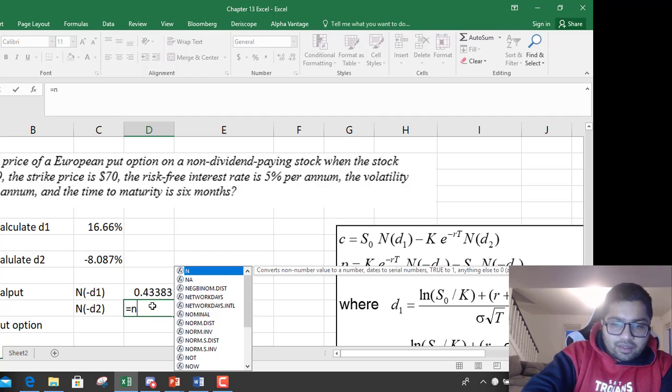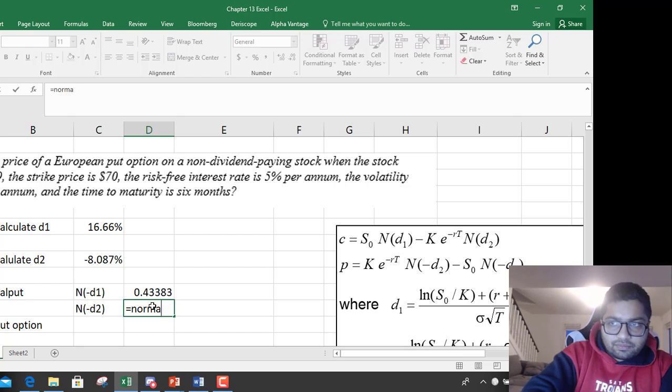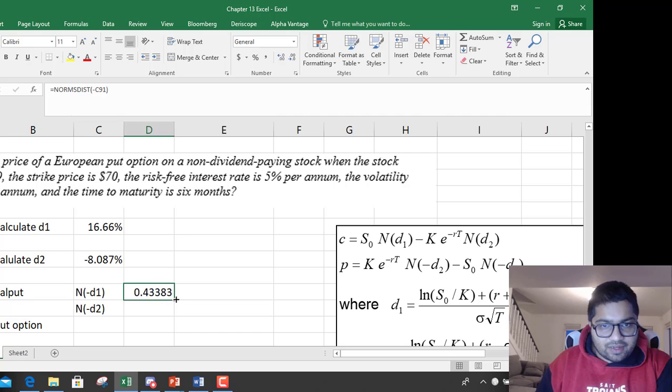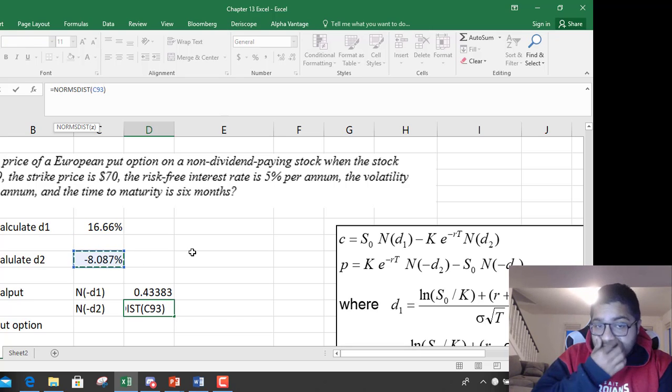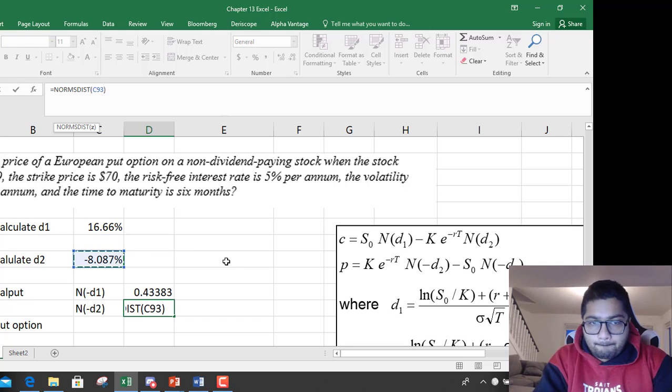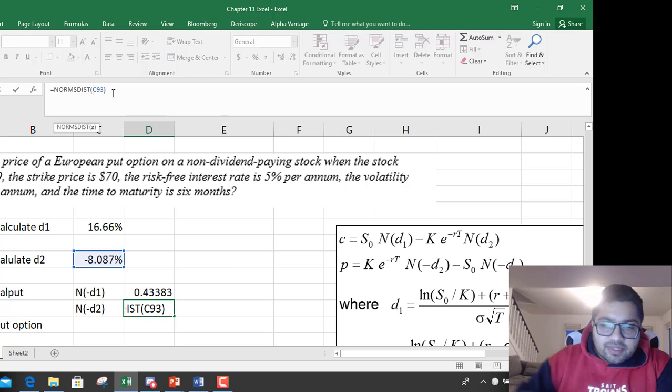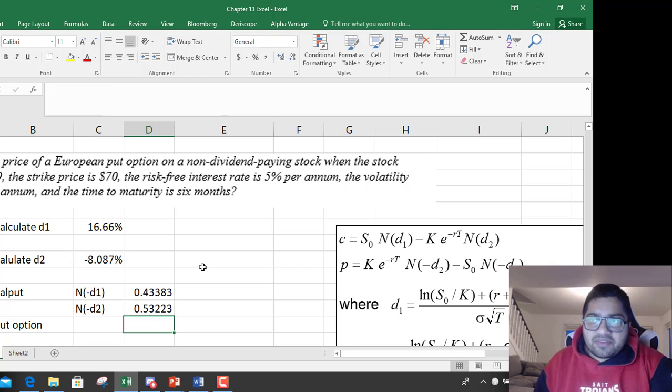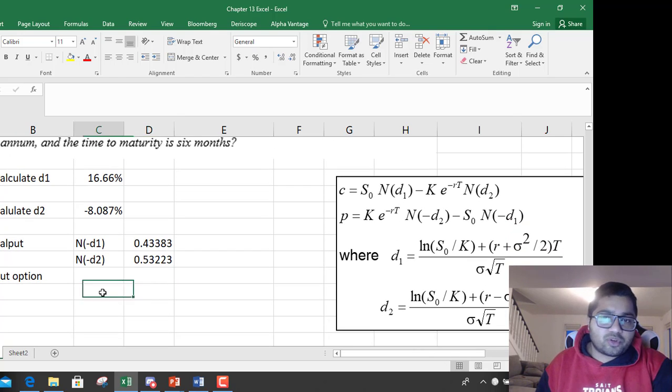Sometimes it does that. Normally, I'll just drag the formula down and change the value. Okay, negative D2. So we need to put a negative sign. Negative D2 was minus 8, so negative minus 8, so 0.53. Now we know D2 and D1, so let's calculate the put option.